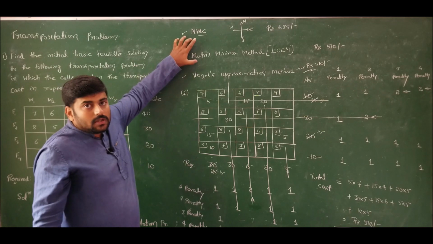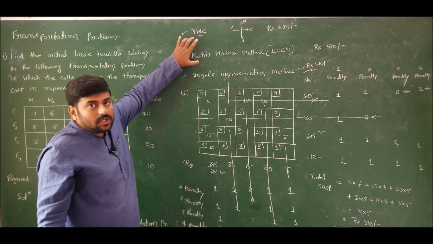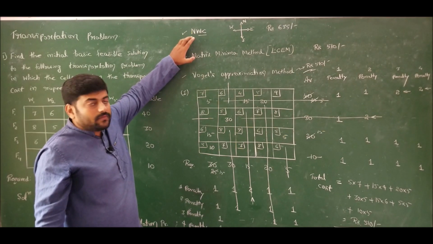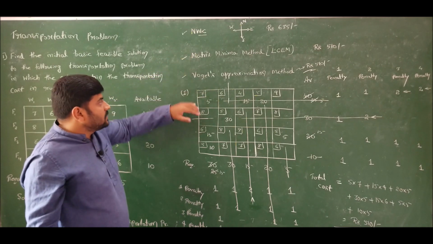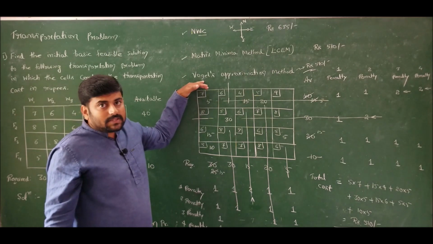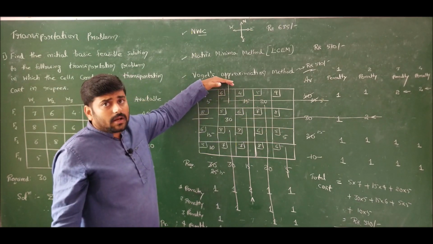So if you carefully observe, among three methods, matrix minima method and Vogel's approximation method will give better answer compared to northwest corner rule. This is because northwest corner rule does not account for unit product cost, unit commodity cost, whereas matrix minima method and Vogel's approximation method give preference for the unit product cost. And furthermore, Vogel's approximation method is based on the penalty approach, so therefore this gives much better result compared to these two.